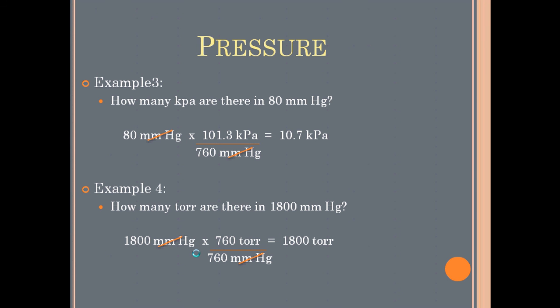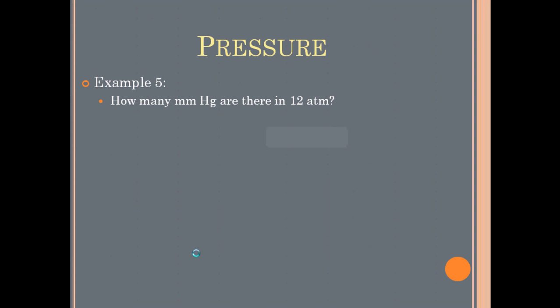Well, you put 12 atm times 760 millimeters of mercury all over 1 atm, multiply across and then divide by 1 atm, which gives you 9,120 millimeters of mercury. Now press pause and try these 5 problems.